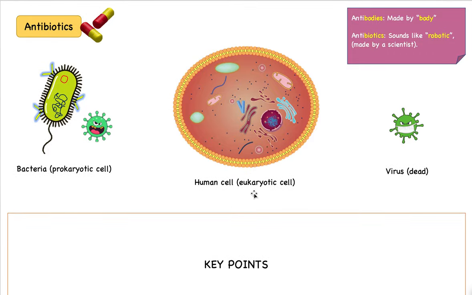So a quick way for you to remember the difference if you're having trouble is antibodies are made by the body, by your own body. You don't need a doctor or anything like that. Antibiotics. Biotics to me sounds like robotic, and robotic, I know, is something made by a human. It's artificially made. Just like robots are made artificially by scientists, antibiotics are also made by a scientist and given to a doctor to give to you to help you fight off the infection.